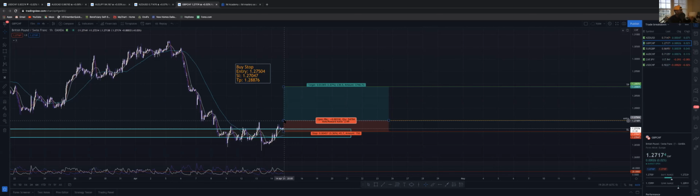So I have my entry right here at 1.27504. This is a very, very slow trade. It's not going to be very fast. It's very slow, so this is one of those you can set and forget once it's activated. And as you can see here, once we have this big sell off, price started to move sideways.